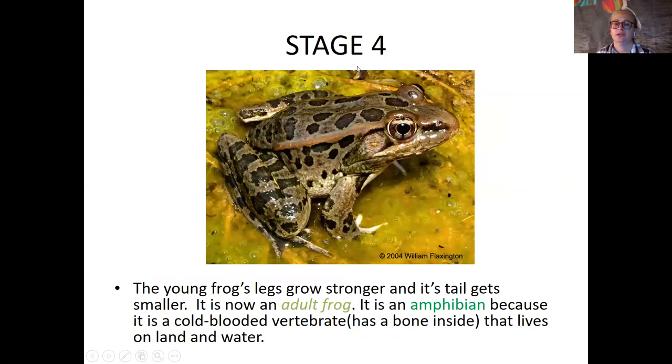Then we have stage four. The young frog's legs grow stronger and its tail gets smaller. It is now an adult frog. It is an amphibian because it is a cold-blooded vertebrate. That means it has a backbone and bones inside of its body, and that it lives on land and water.